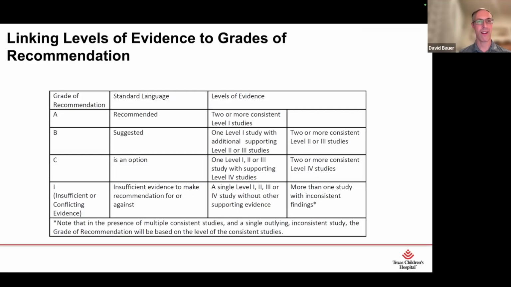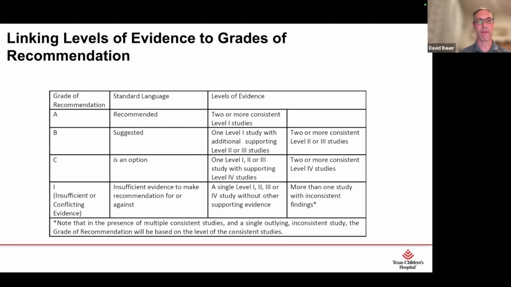When we write guidelines, we try to link the evidence to grades of recommendations. And so we grade recommendations A, B, C, and I. An A recommendation means that something's recommended. There are many good quality studies showing that this is a good thing to do. You should do this. A grade B recommendation is a suggestion, meaning that there's some evidence that it's helpful, but we don't have enough evidence to call it a grade A recommendation.